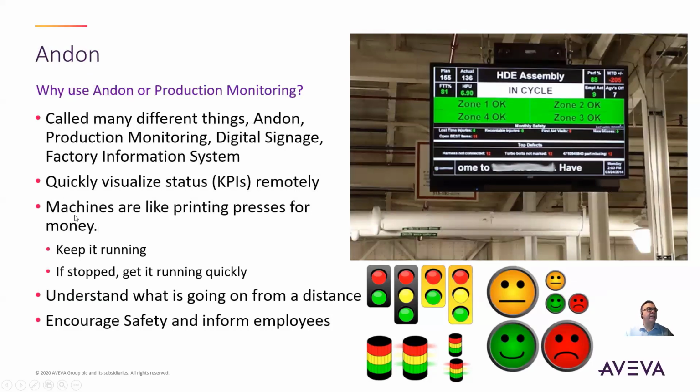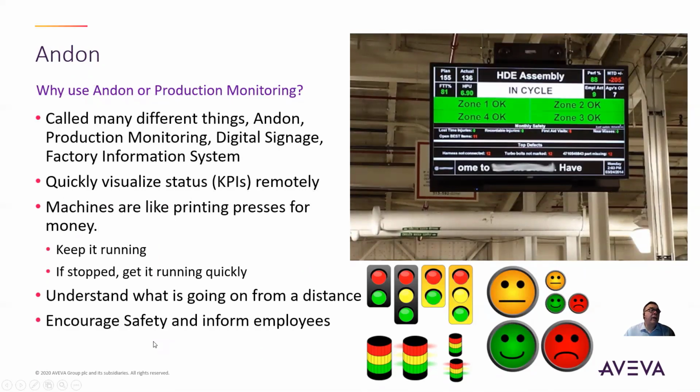I always like to say that machines are like printing presses for money. If you realize that you're making a profit on every product coming out of the machine, or if you're running a continuous process, whatever you're manufacturing, there's a profit associated with that. And if it's not running, it's not making money. If it's stopped, you need to get it running quickly. You need to be able to understand what's going on from a distance, and I'll talk about that more in just a couple of slides.